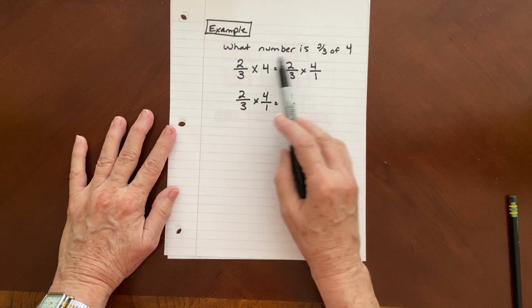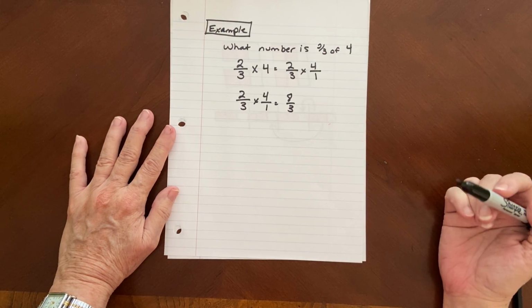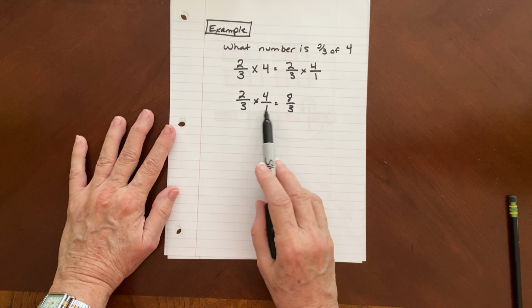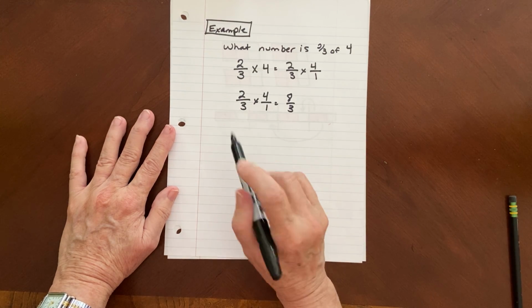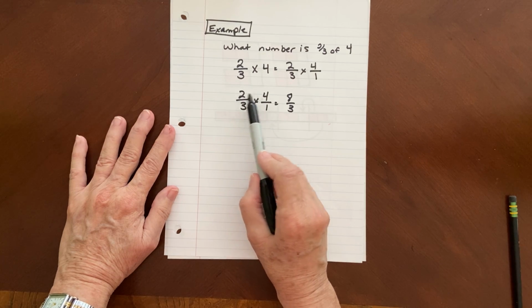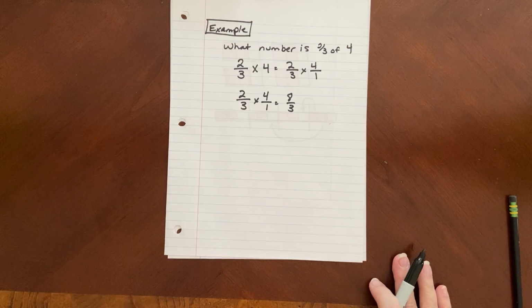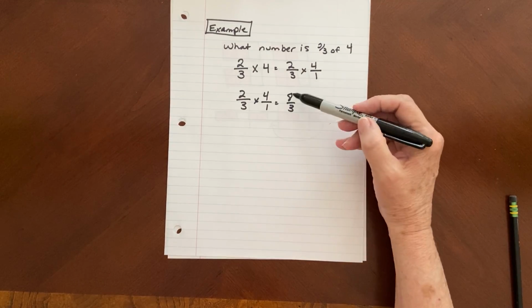Okay, the example they gave you, and they only gave us one here, so it's a pretty short lesson. What number is 2/3 of 4? So instead of just writing it this way, I'm going to write it with the 1 underneath. And then I can just multiply straight across. So 2 times 4 is 8. 3 times 1 is 3. Well, that's 8/3. But remember, to simplify it, I probably want, that's an improper fraction.